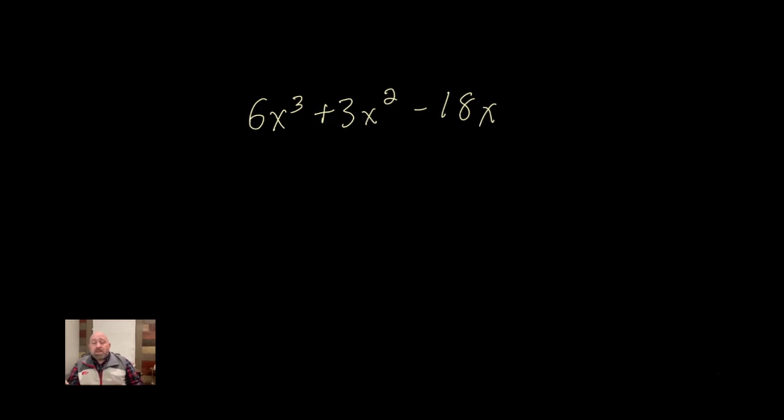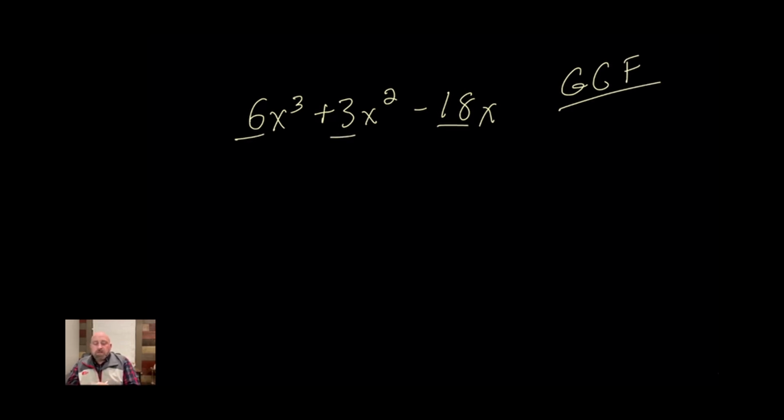So you should be thinking, oh, okay, this is either going to be prime or I can pull out a common factor. So always start with common factor. Don't just jump to prime. Could it be prime? Yeah, it could be prime. But always start with common factors. We're looking for a GCF, greatest common factor.